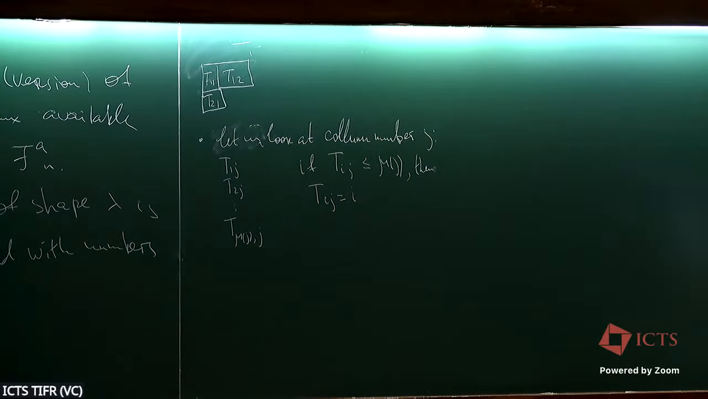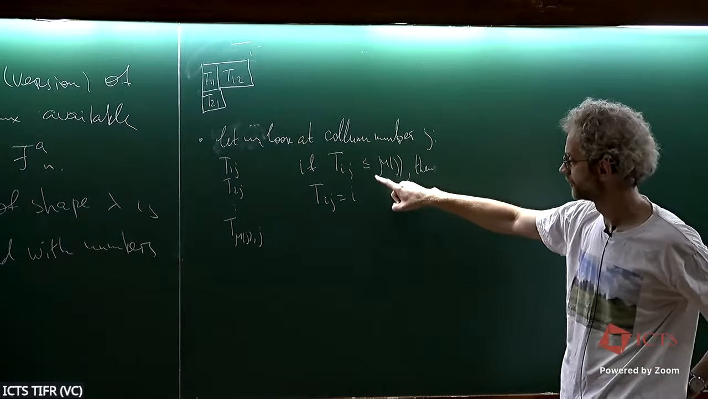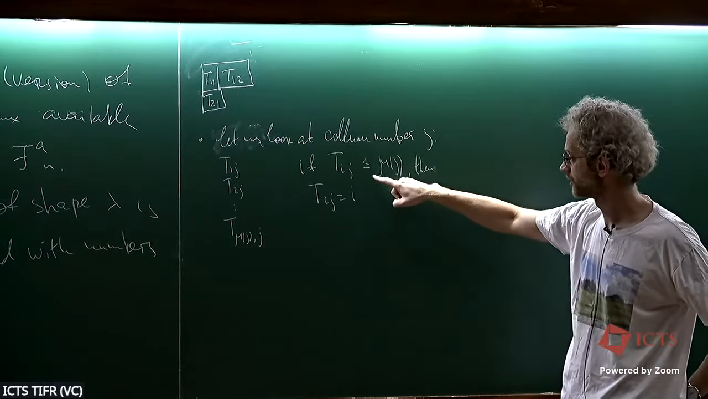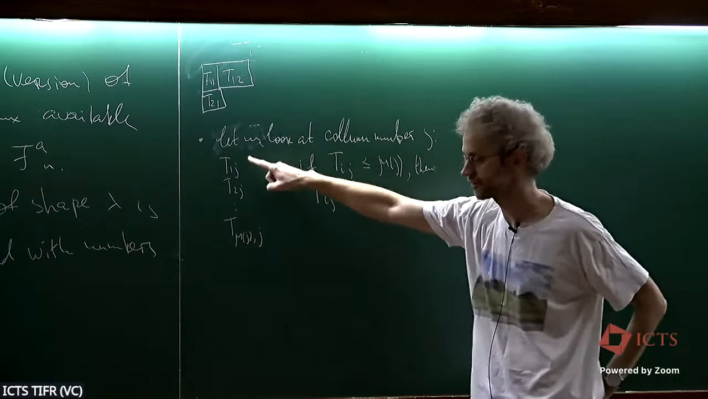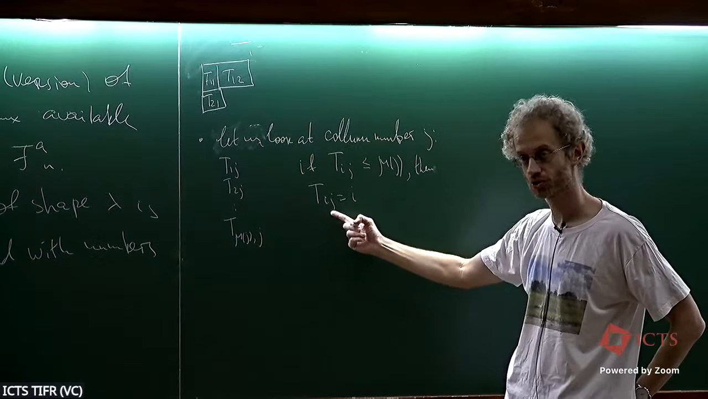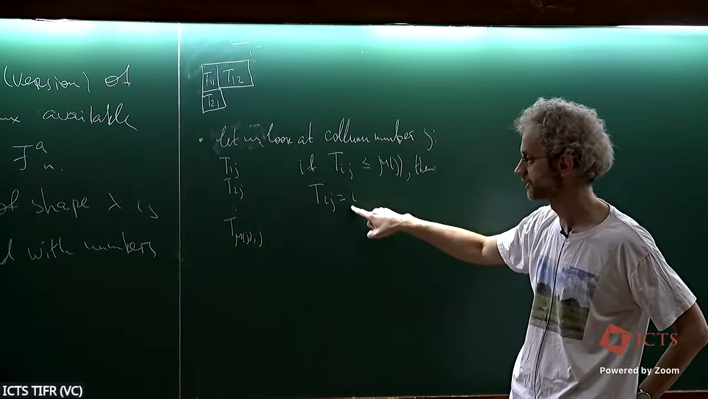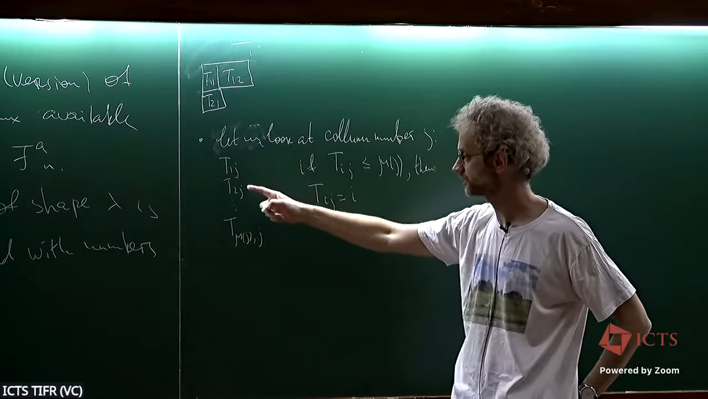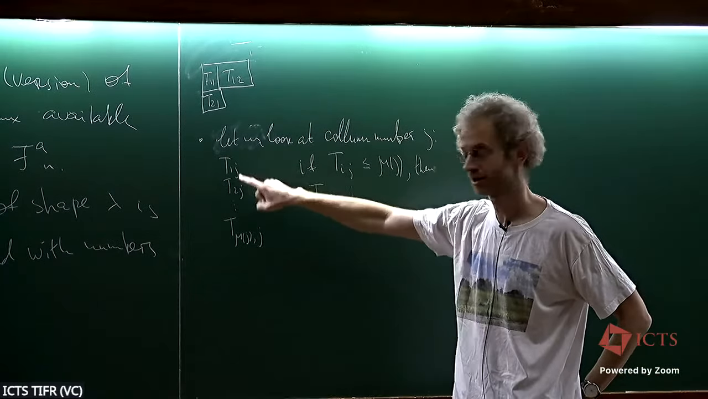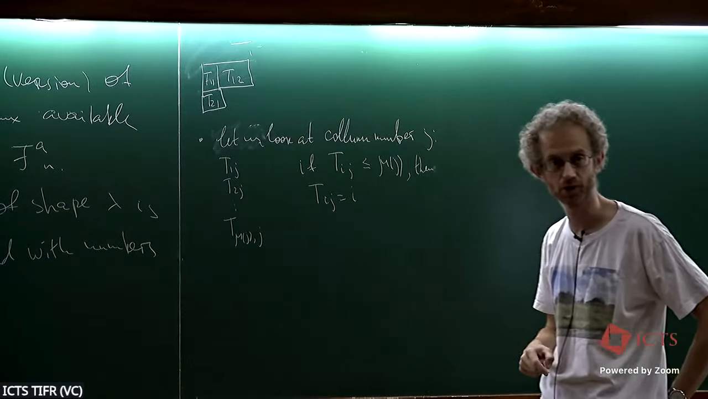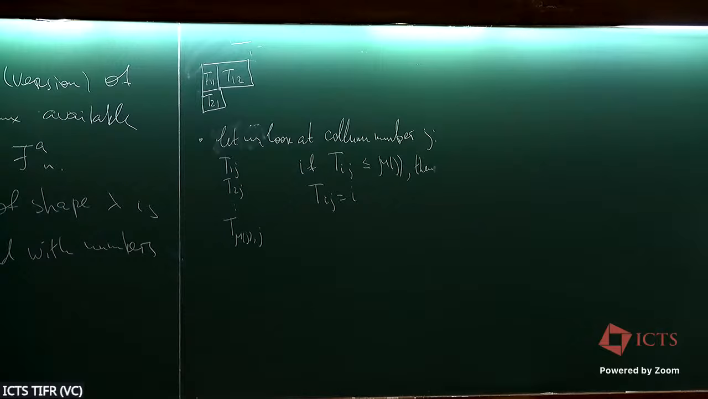Okay, so it means that if you have numbers T_ij which are no larger than the length of this column, then such a number should be present exactly in the place i. So for example, number 1 can show up only here, number 2 can show up only here, and number mu_j can show up only here. Okay? So this is the first condition.